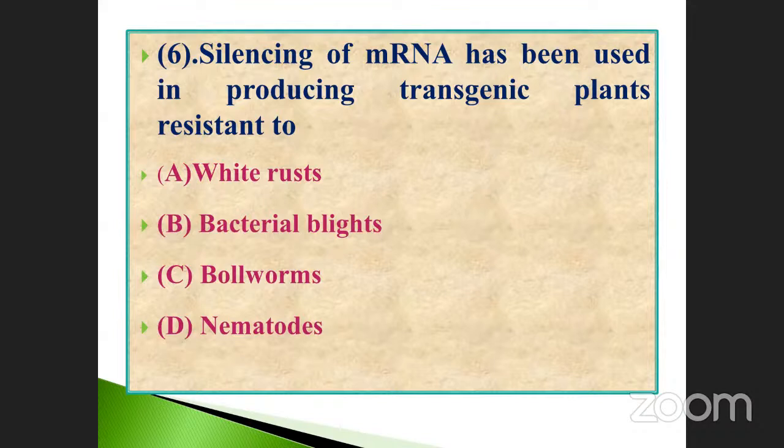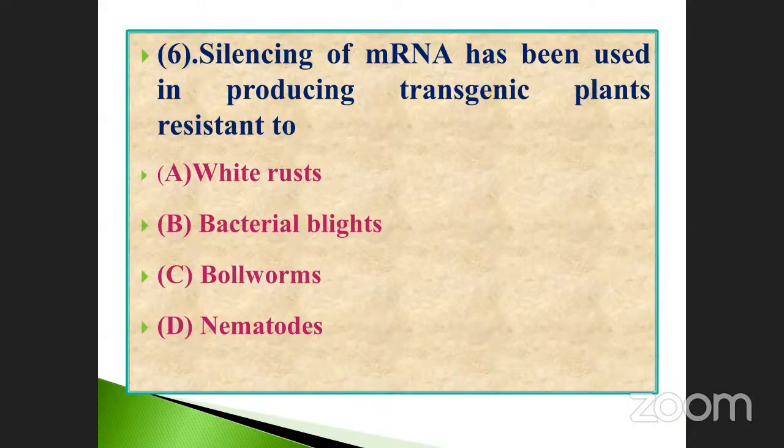Not only out of syllabus, it is also an example that has been used in producing transgenic plants. Here they asked about the transgenic plant. Which RNA? mRNA has been used. That means it is isolated from any one of the organs. Which one of the organs did they mention?